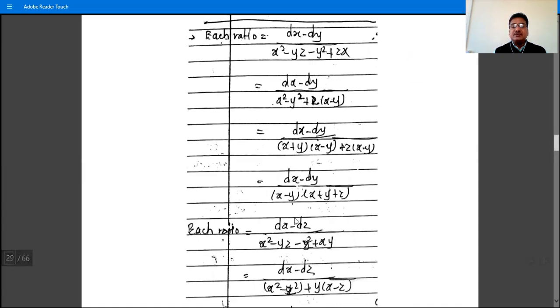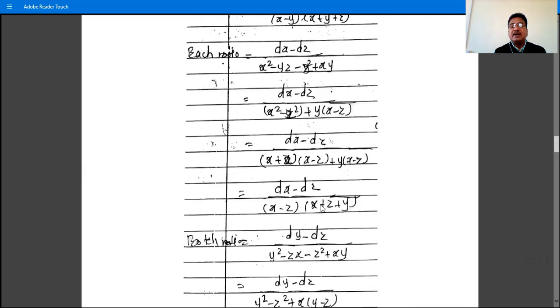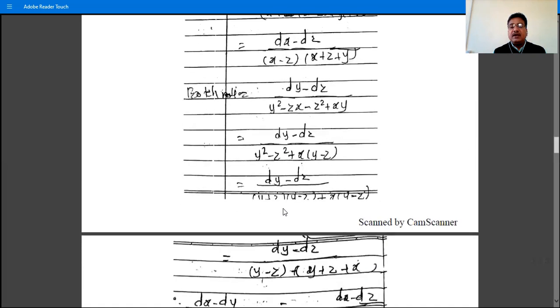Then again each ratio is equal to, consider the multipliers 1, 0 and minus 1. So after simplification, what do we have? We have this x minus z in bracket x plus y plus z. Similarly, each ratio is equal to, consider the multipliers 0, 1 and minus 1. And then after simplification, we have this factor.